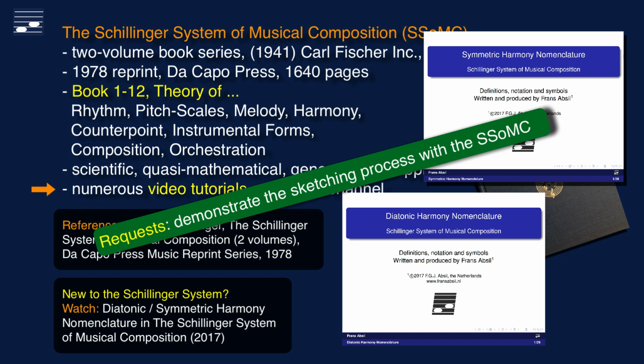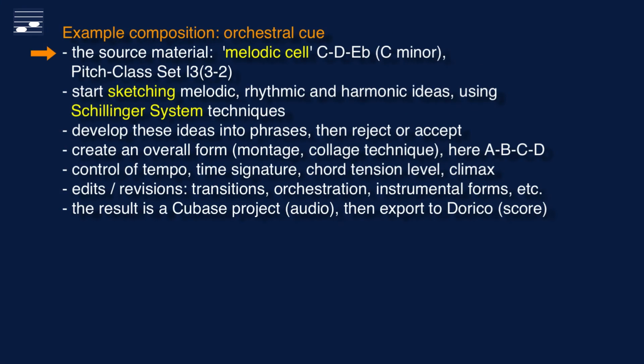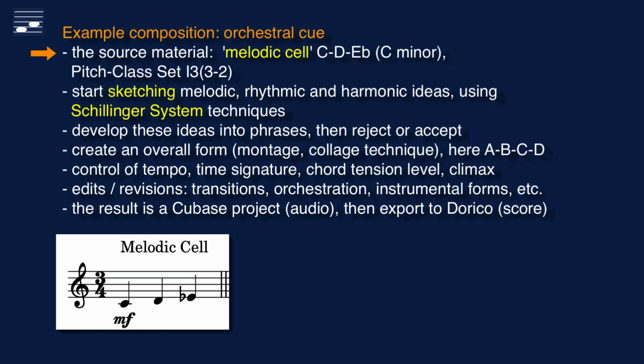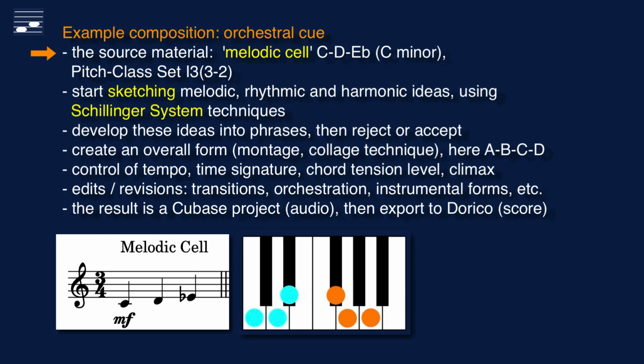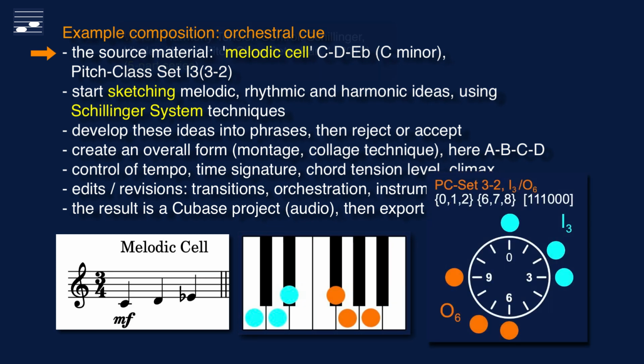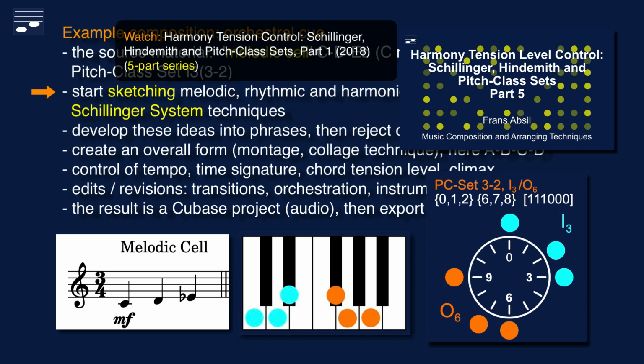And that's what I'll do here, with this series around an example orchestral composition. I'll demonstrate how the simplest form of what I call a melodic cell may be used as a starting point. This set of 3 pitch units, part of a diatonic scale or interpreted as a pitch class set, will return frequently while sketching with various Schillinger System techniques.